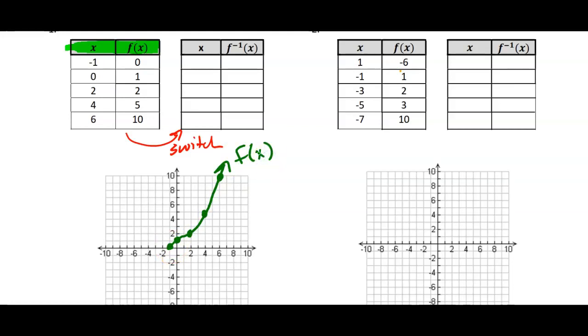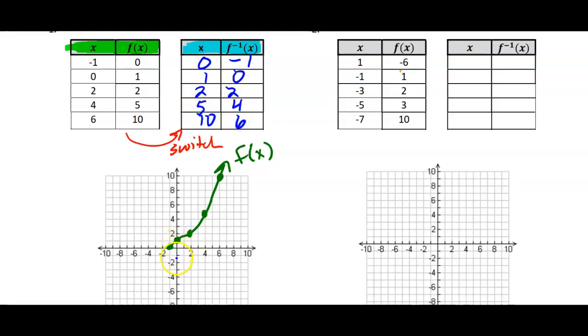Okay, and I need to label it so I know which is which. All right, so when I do the inverse, I switch. I'm going to do this table in blue. So I switch the x and the y. Instead of -1, 0, it's 0, -1. Instead of 0, 1, it's 1, 0. 2, 2 remains the same. 4, 5 becomes 5, 4. 6, 10 becomes 10, 6.